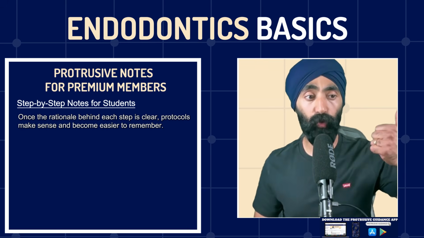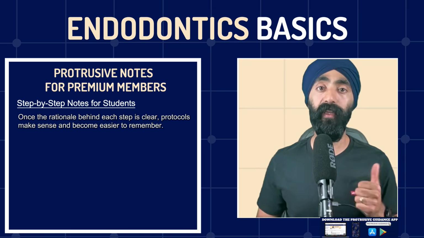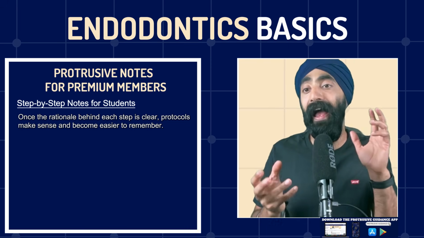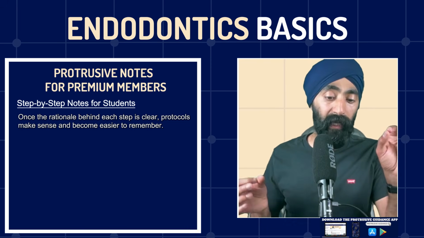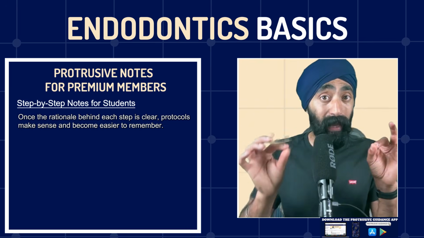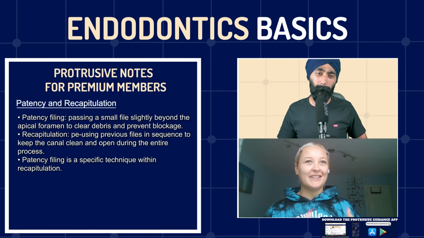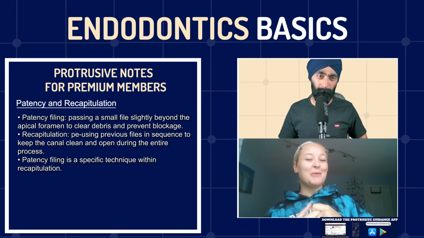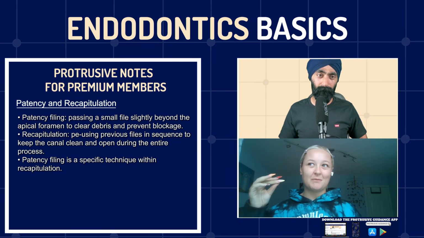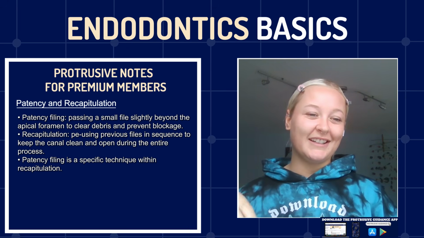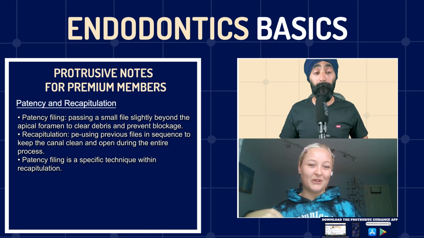So your first question was about rotary versus K-files, and the answer is it's all good, but the future is rotary. Just be careful with taper and being able to do the critical steps like a patency filing. You know what patency filing is? Yeah, I get patency and recapitulation mixed up. But is patency filing just taking a size 10 straight down and taking it just beyond the apex to make sure it's free of debris?